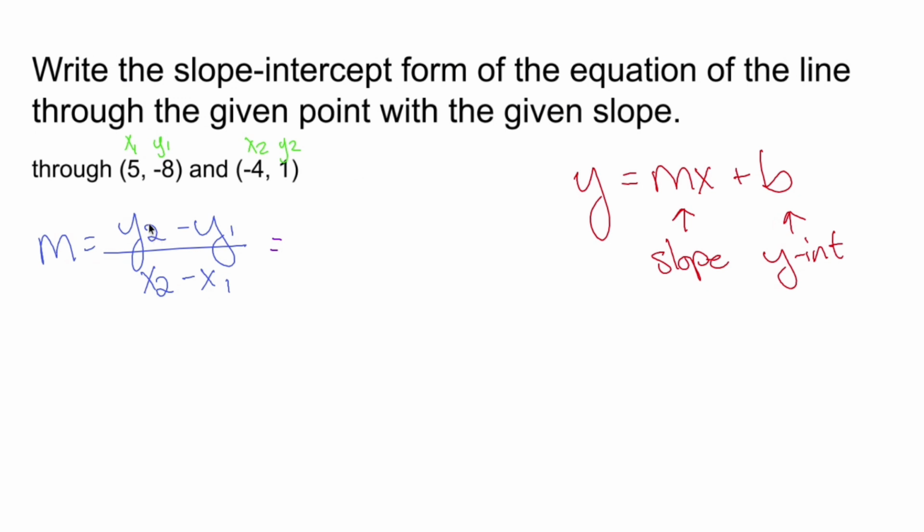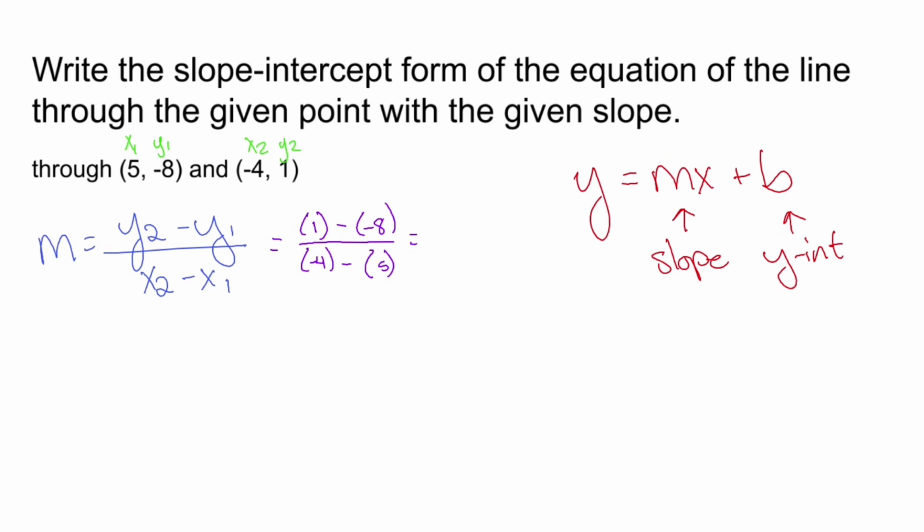Now that I labeled them, I can plug things in and find my m. I'm going to replace y sub 2 with parentheses 1, minus is minus. I'm going to replace y sub 1 with parentheses negative 8. Draw out my fraction bar. I'm going to replace x sub 2 with parentheses negative 4, minus is minus, and I'm going to replace x sub 1 with parentheses 5.